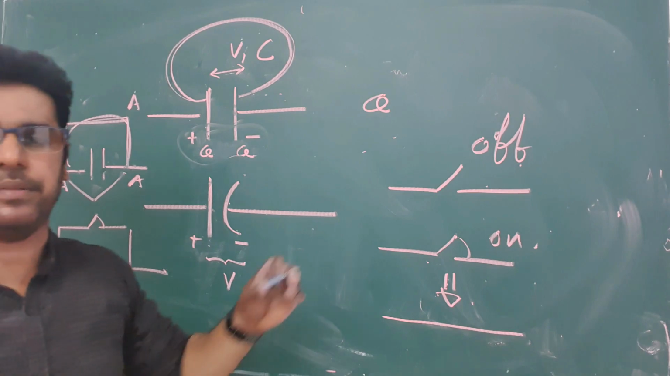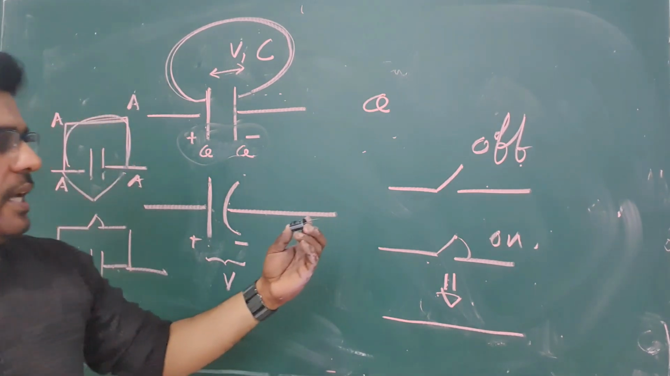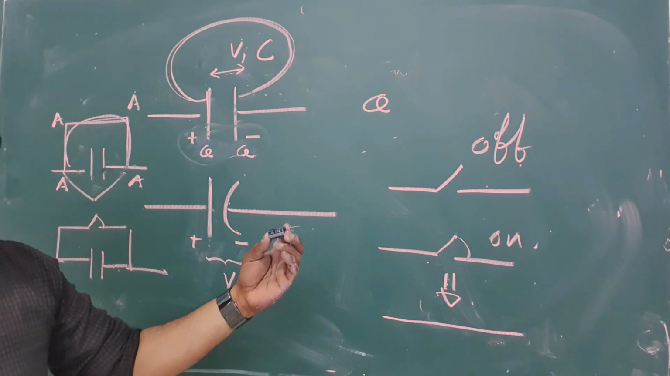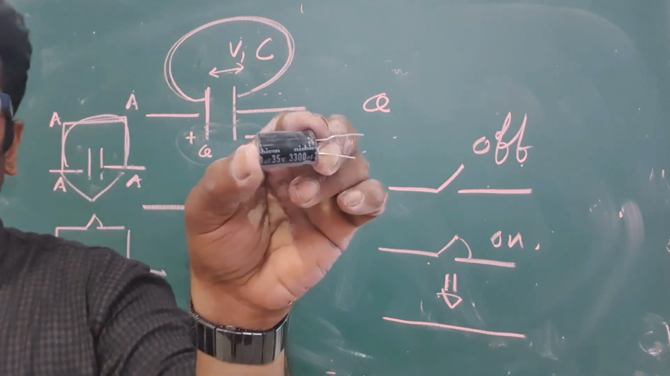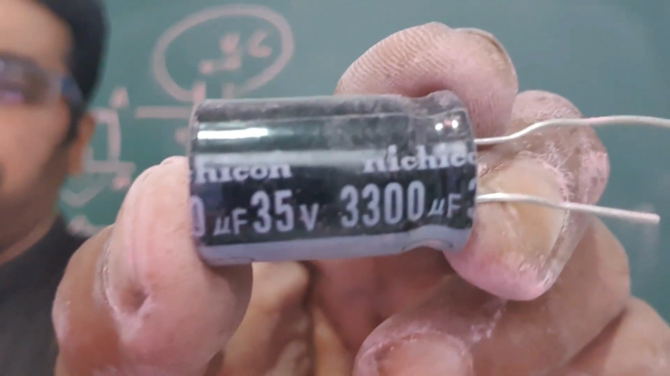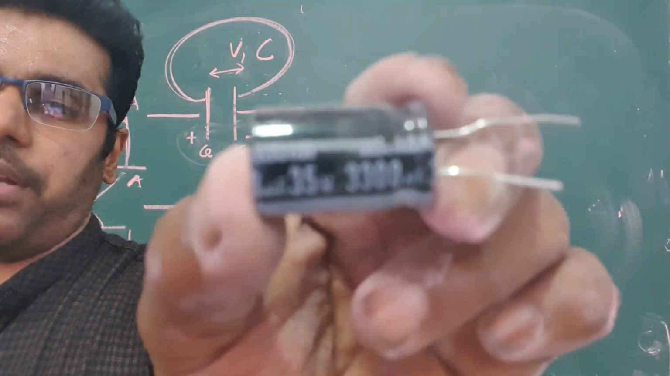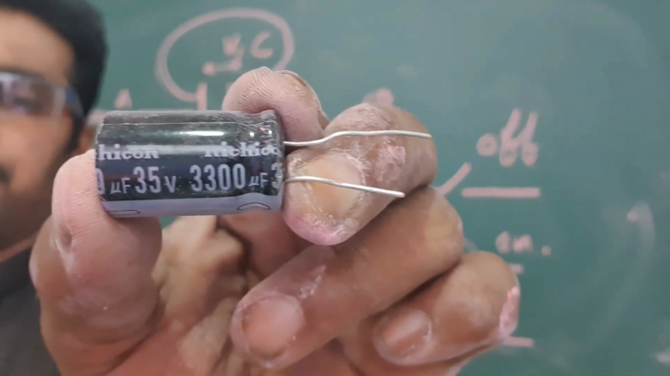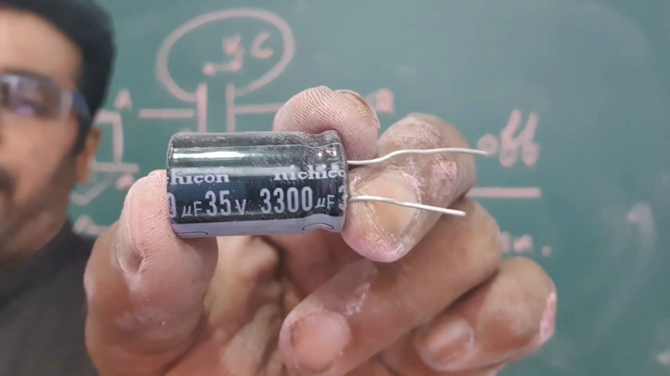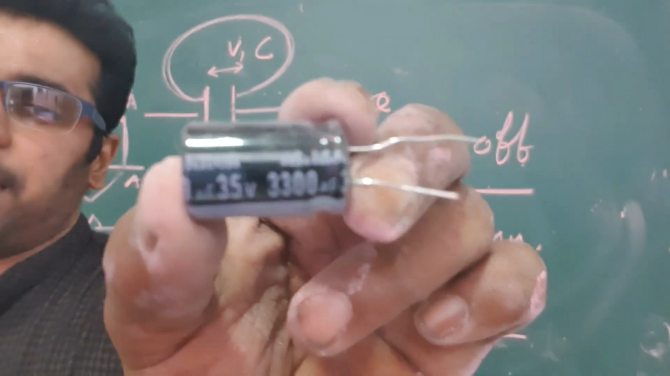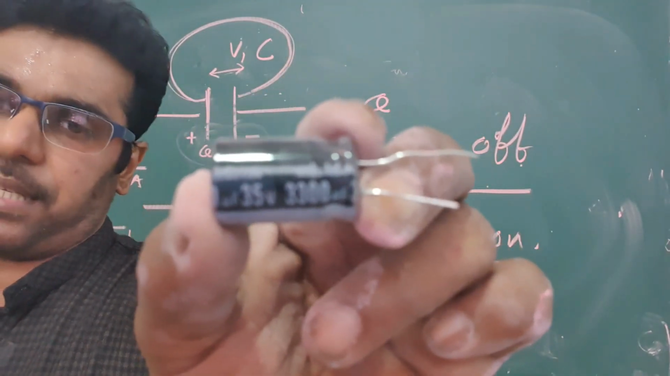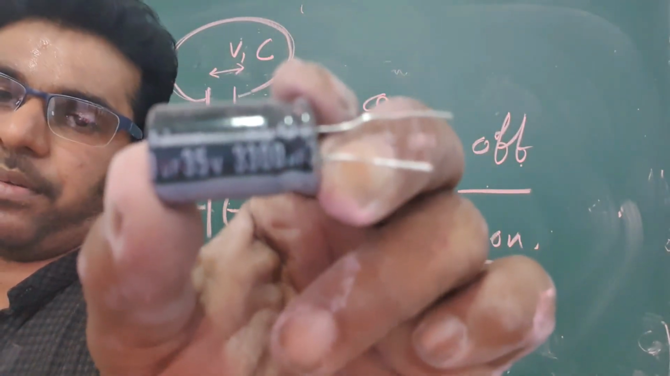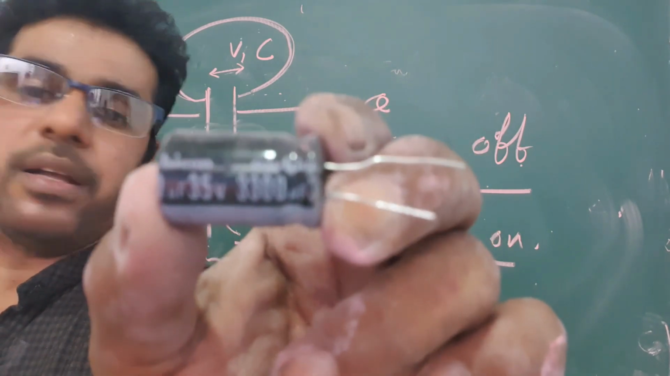Now this is the capacitor. Here I used a 3300 microfarad, 35 volt capacitor. They have mentioned 3300 microfarads and 35 volts. The 35 volt is the maximum voltage of a capacitor. When we give more than 35 volts to this capacitor, definitely it will burn. And after that, there is no capacitor.